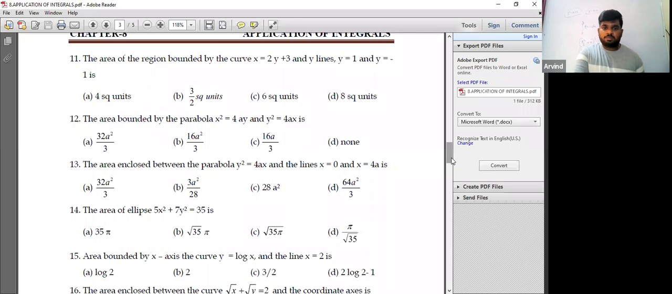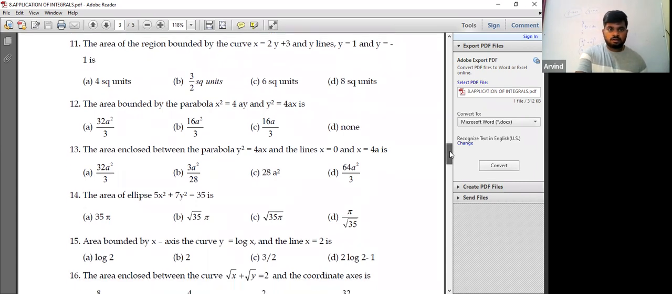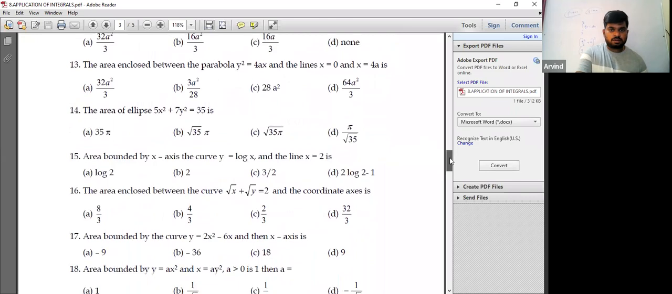The 12th one is the formula which I gave you. The area bounded by the parabola x square is equal to 4ay, y square is equal to 4bx. The formula is 16ab by 3, but here b equals a, so 16a into a, that is a square. 16a square by 3. Option B will be the correct answer. Okay, let's go to the next one.